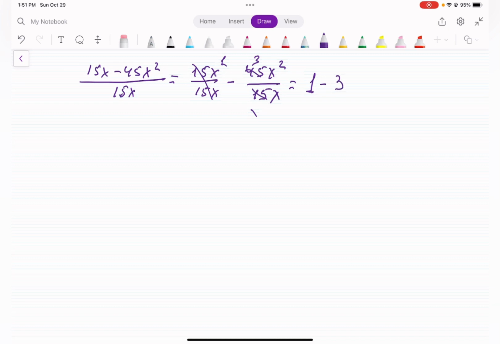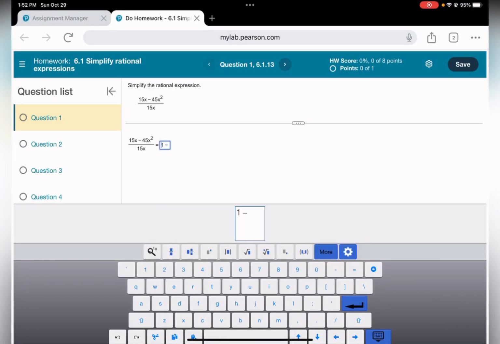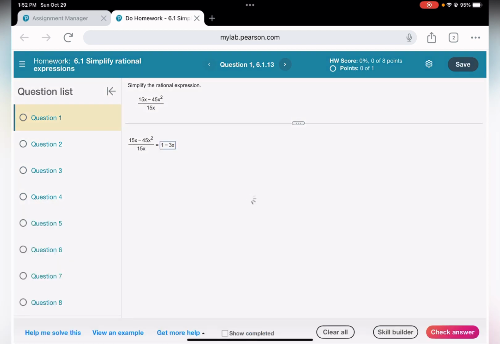And x squared and x, here is 1. So when we divide x, we subtract exponents. 2 minus 1 is 1, minus 3x. 1 minus 3x. What is interesting is that they don't even ask what x cannot be. You just need to know that x can never be 0 because we cannot divide by 0. Okay? All right, 1 minus 3x. Next question.